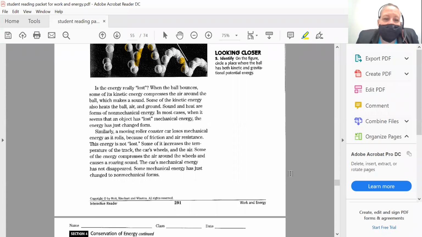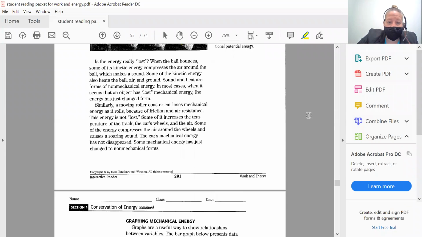Okay, is the energy really lost? When the ball bounces, some of its kinetic energy compresses the air around the ball, which makes a sound. Some of the kinetic energy also heats the ball, the air, and the ground. Sound and heat are forms of non-mechanical energy. In most cases, when it seems that an object has lost mechanical energy, the energy has just changed forms. Similarly, a moving roller coaster car loses mechanical energy as it rolls because of friction and air resistance. The energy is not lost. Some of it increases the temperature of the tracks, the car's wheels, and the air. Some of the energy compresses the air around the wheels and causes a roaring sound. The car's mechanical energy has not disappeared. Some mechanical energy has just changed to non-mechanical forms.